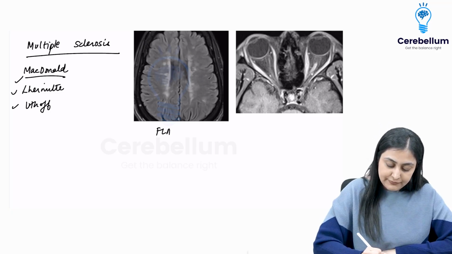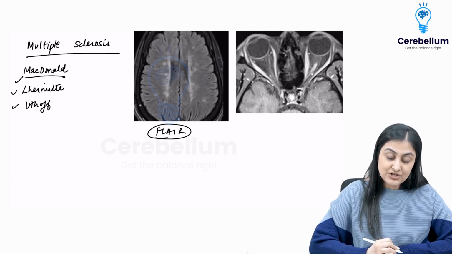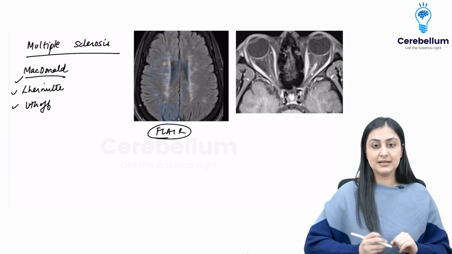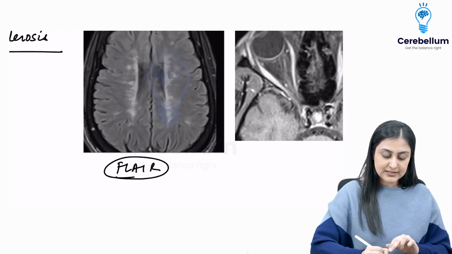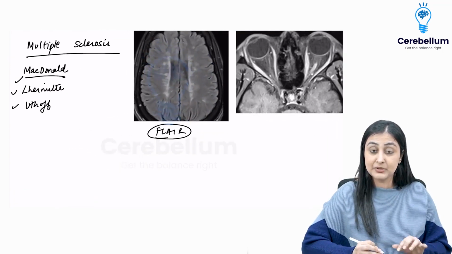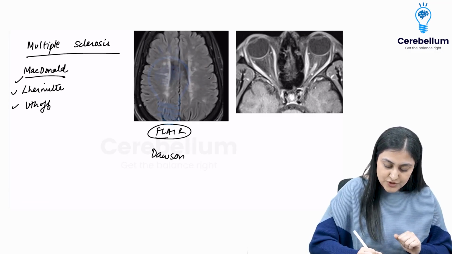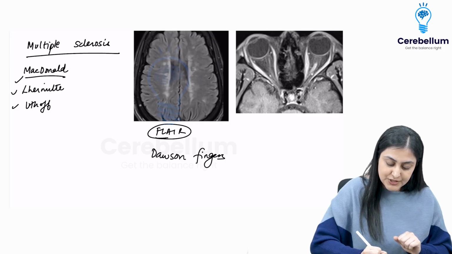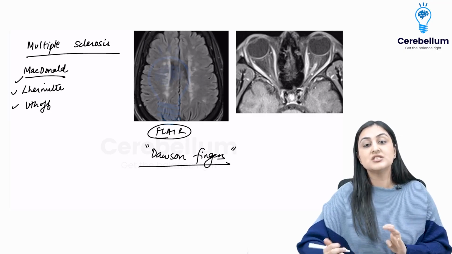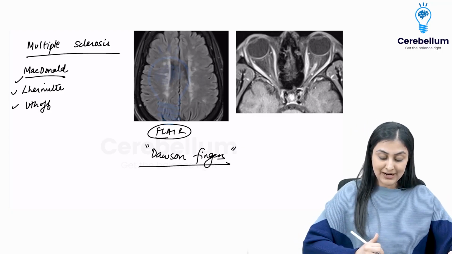So this is a FLAIR sequence wherein we have suppressed the CSF in the ventricles so that these periventricular hyperintensities can be noted. So you can see how there are these periventricular demyelinations that are seen as hyperintensities, and this has been given the name of Dawson fingers. Okay, so this is what is called Dawson fingers, and this is one of the preferred sites of demyelination, that is the periventricular white matter.